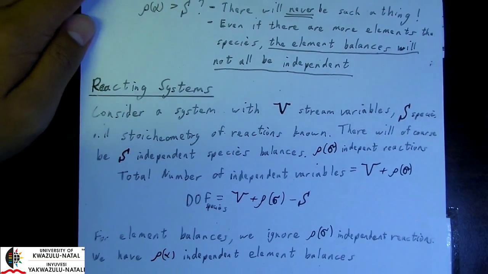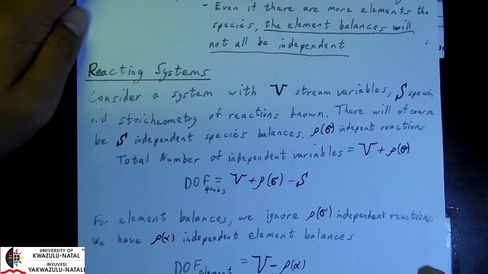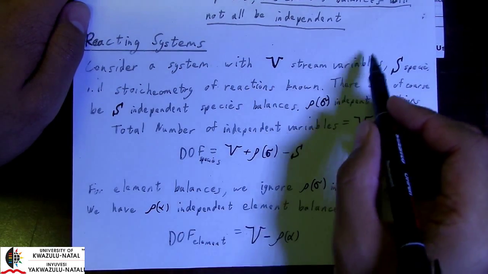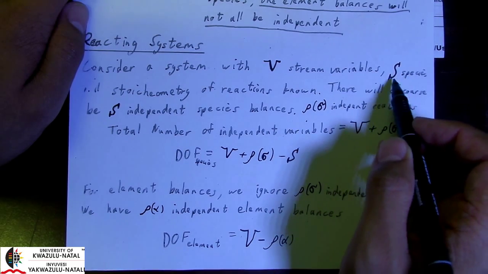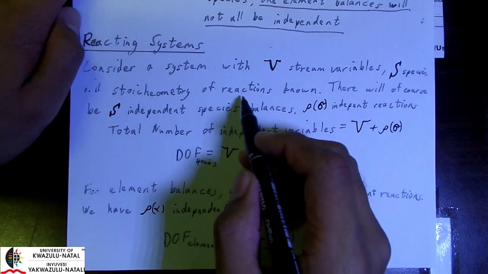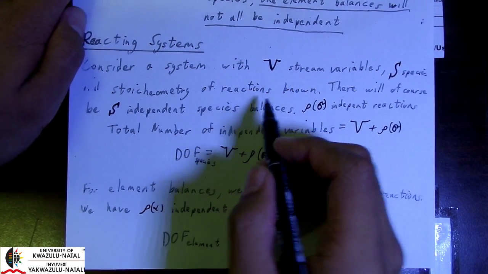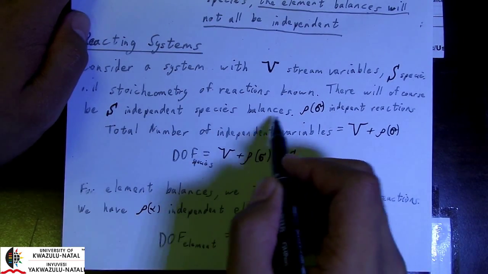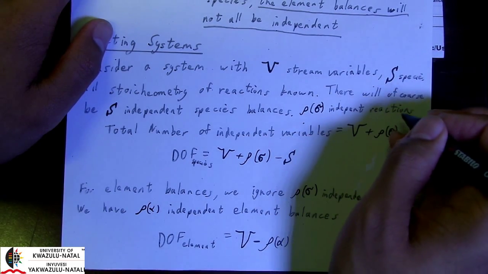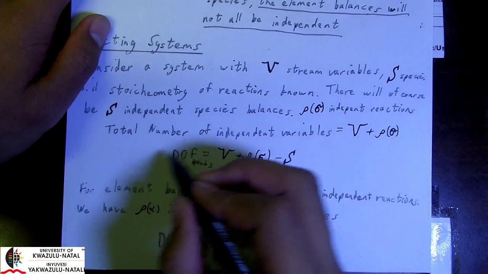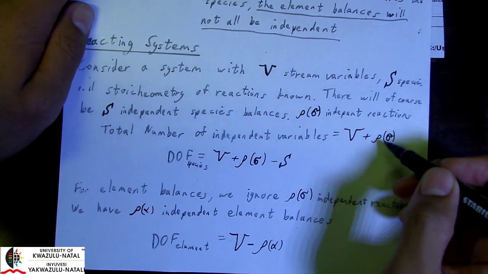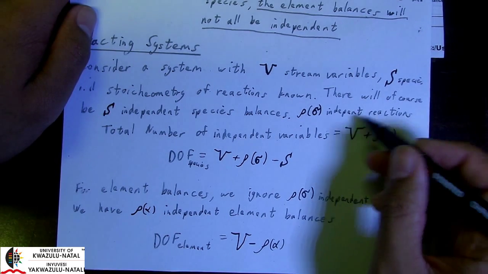Now let's look at reacting systems. Let's consider a system with V stream variables and S species, and the stoichiometry of the reactions is known. There will of course be S independent species balances and rho of sigma independent reactions. So the total number of variables is ultimately the number of stream variables plus the number of independent reactions. Okay, we've gone through this before.